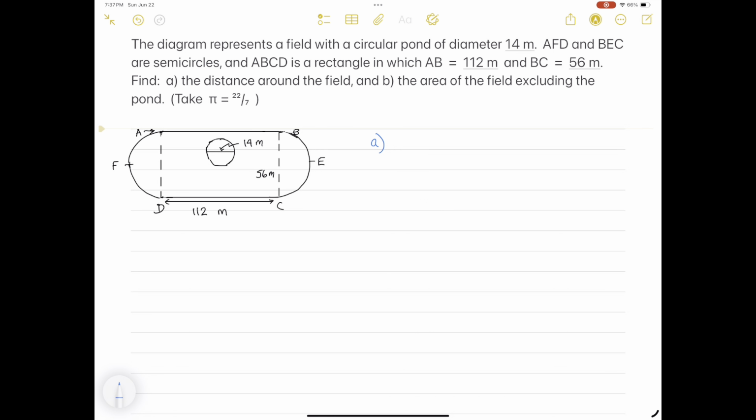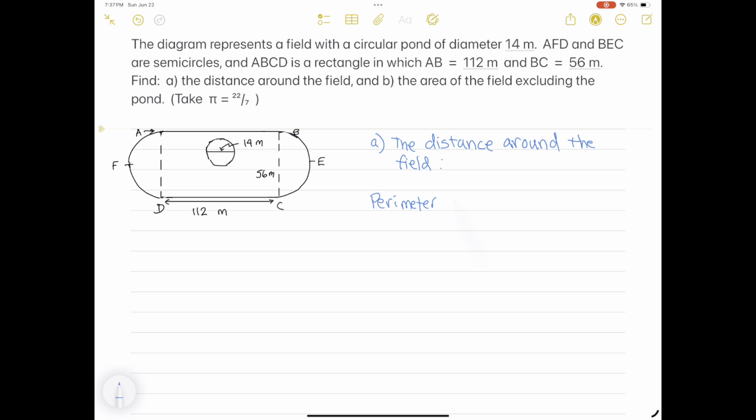If you notice the diagram I drew out, I labeled DC as 112 meters, even though the problem states that AB is 112 meters. But since ABCD is given as a rectangle, we know that both lengths AB and DC are the same. So the distance around the field is the perimeter of the figure.